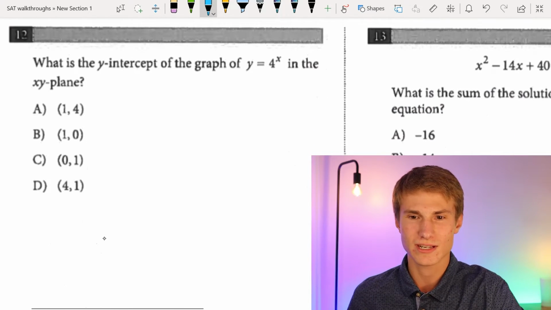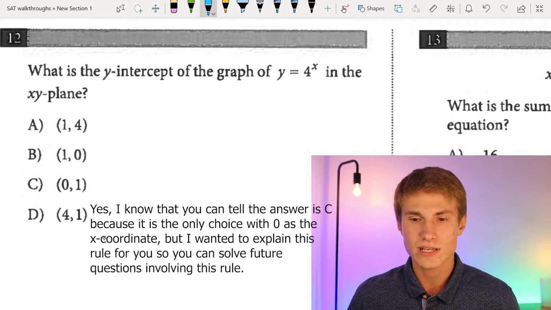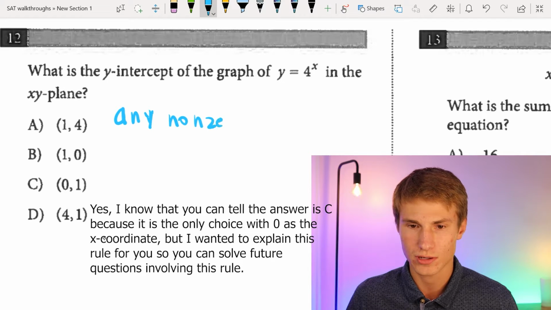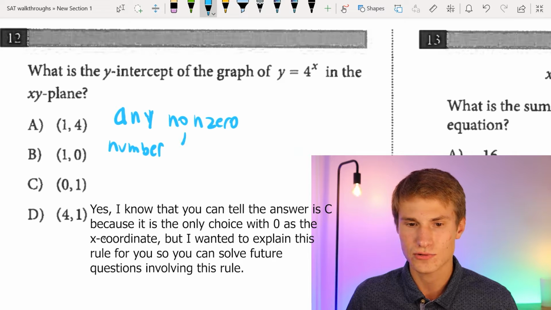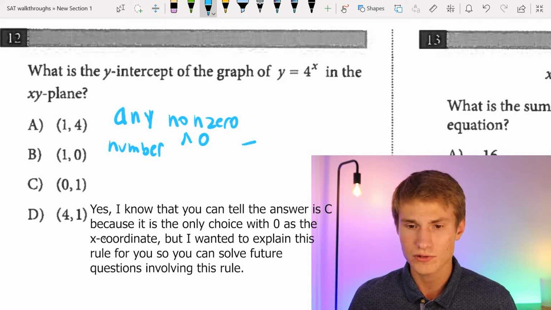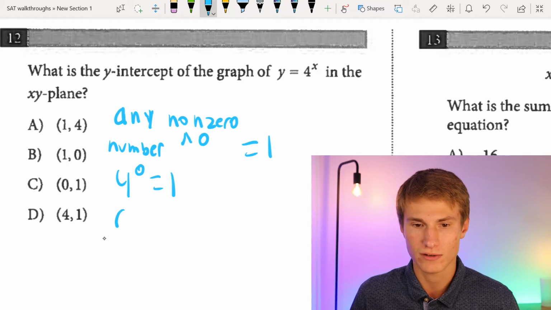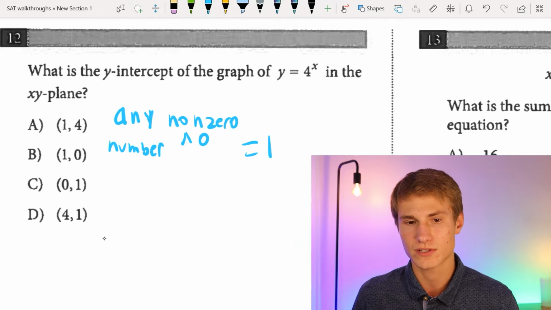We've got: what is the y-intercept of the graph of y equals 4 to the power of x in the xy-plane? Key thing to understand here is that any non-zero number raised to the power of 0 is going to equal 1. I'm going to write this out because it's really important you know this. So if I have, for example, 4 to the power of 0, that's going to equal 1. If I had 6 to the power of 0, that's going to equal 1. If I had 1 to the power of 0, that's going to equal 1. So keep in mind any non-zero number raised to the power of 0 is going to equal 1.